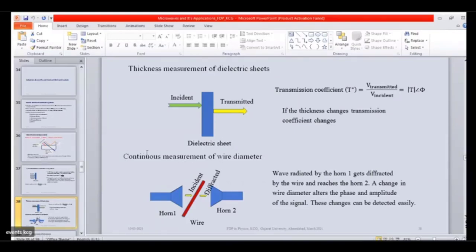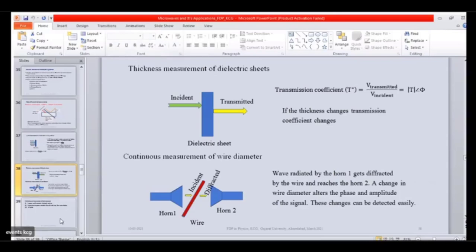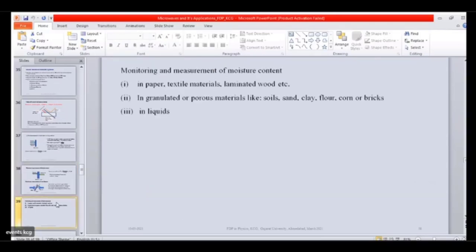Similarly, one can continuously measure the wire diameter. Here again, the principle is like this. There is a horn antenna which radiates the microwave, and here is the wire. The wave radiated by horn 1 gets diffracted by the wire and reaches horn 2. A change in the wire diameter alters the phase and amplitude of the signal, and these changes can be detected easily. So this is another application area in measurement and control in industry.